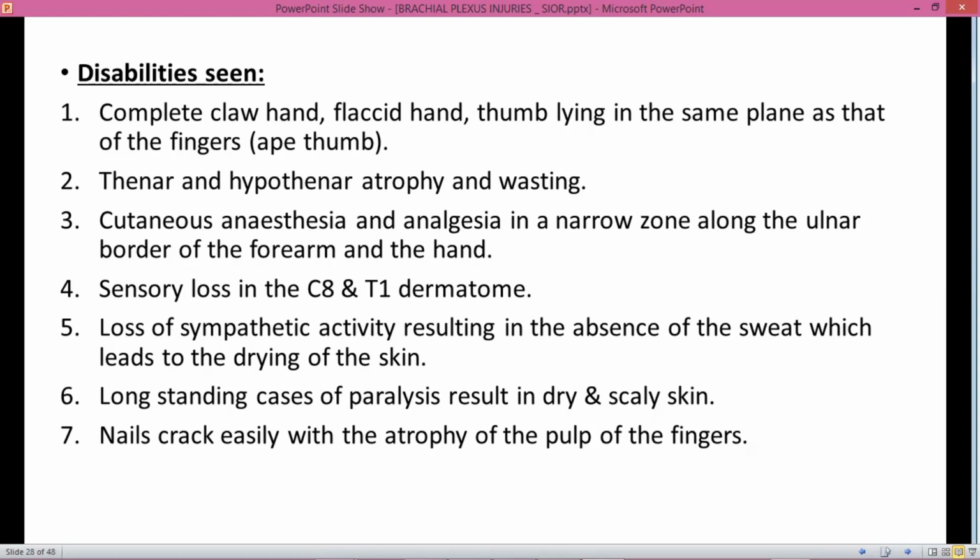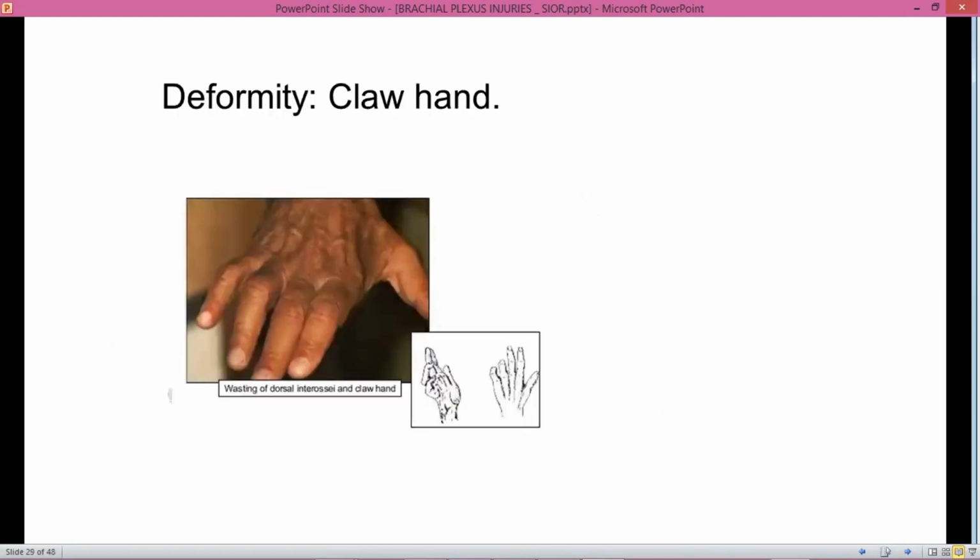Loss of sympathetic activity will be seen. There will be absence of sweat, which can lead to drying of the skin, and long standing, there will be dry and scaly skin. The nails will crack easily with atrophy of the pulp of the fingers. This is a deformity called a claw hand, where there's wasting of the dorsal interossei.